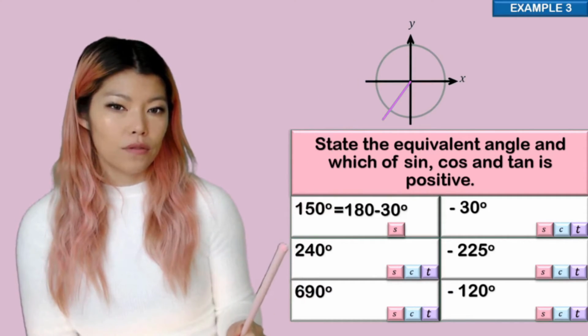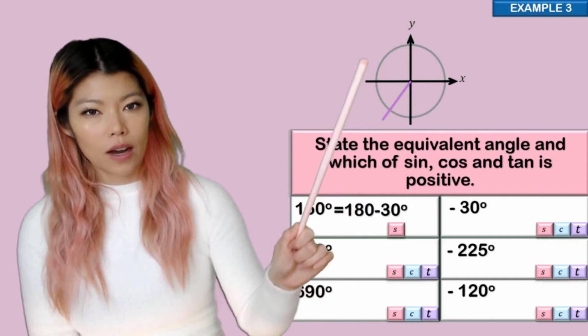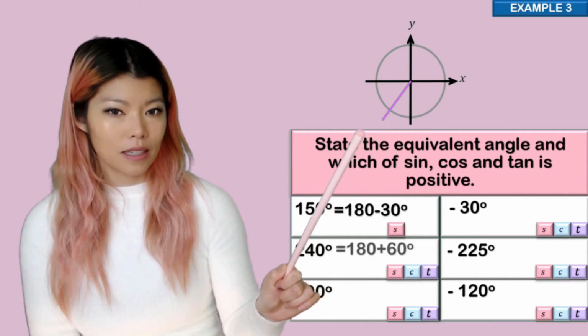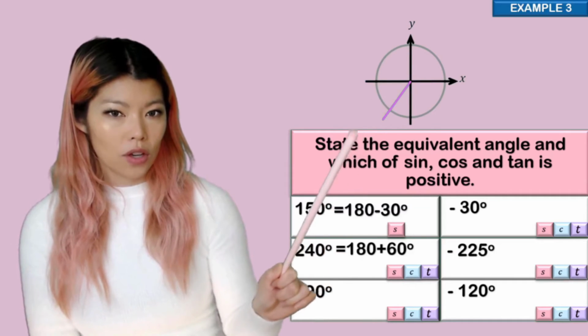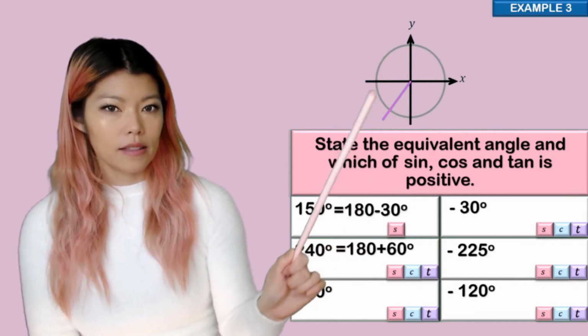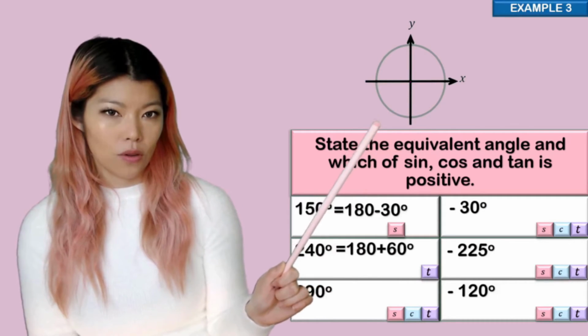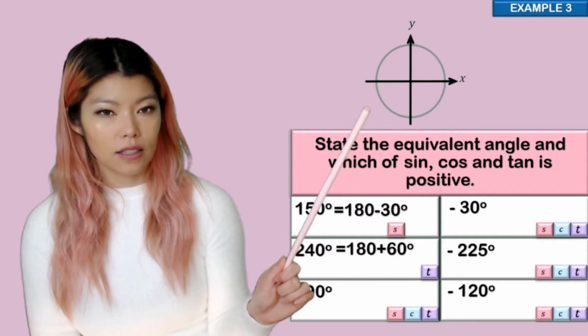And then 240, where's 240? 180 plus 60 is 240. So we're in the third quadrant, ASTC. So tan is positive in this quadrant, and the equivalent angle is 60 degrees.